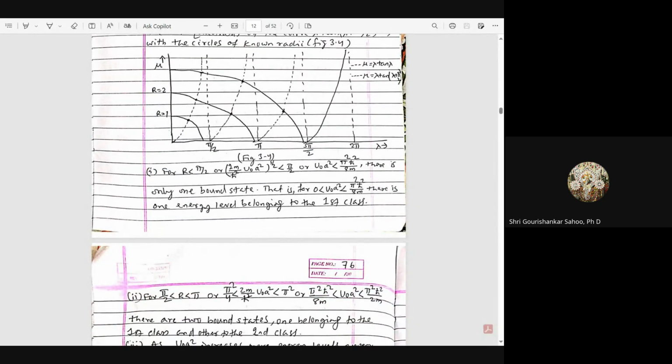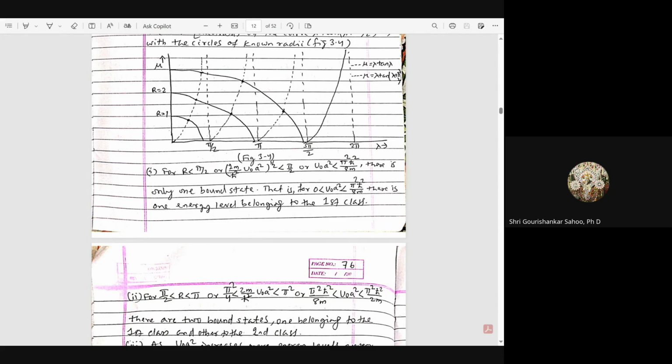For capital R smaller than pi by 2, or the square root of 2m by ħ square u0 a square smaller than pi by 2, or u0 a square smaller than pi square ħ square by 8m, there is only one bound state. That is, for 0 smaller than u0 a square smaller than pi square ħ square by 8m, there is one energy level belonging to the first class.